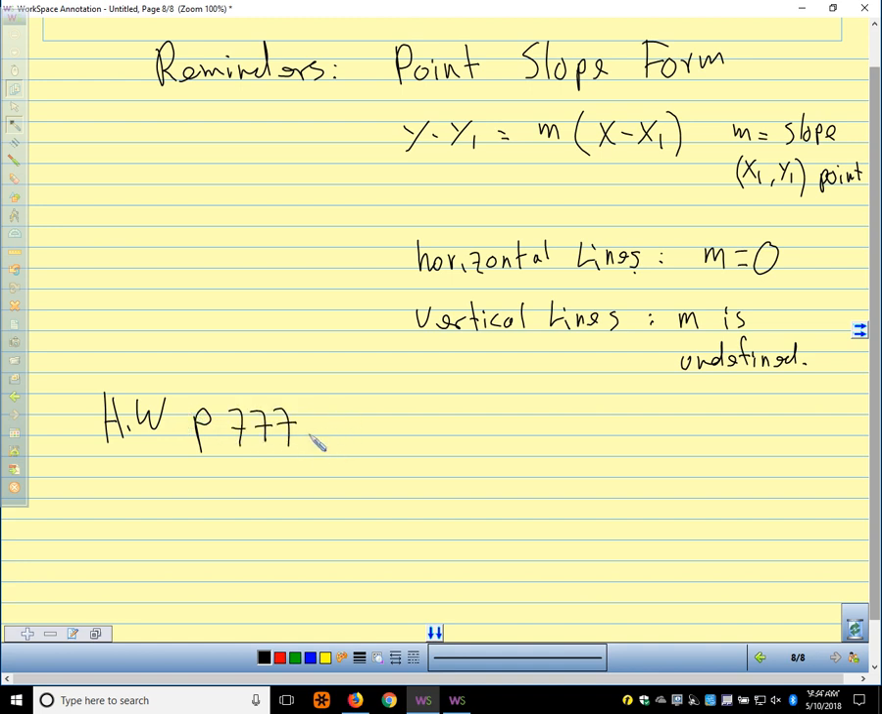In my geometry class, regular geometry class, we just had a homework assignment on page 777. So it's kind of a strange coincidence.